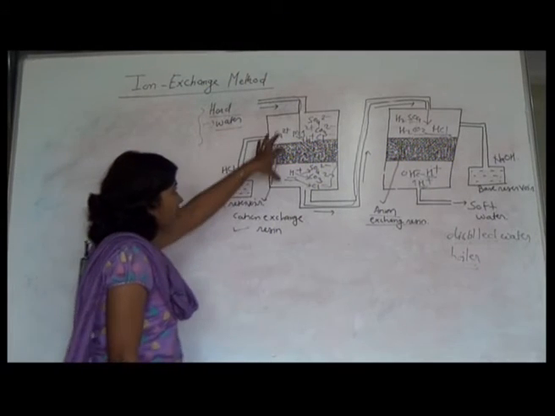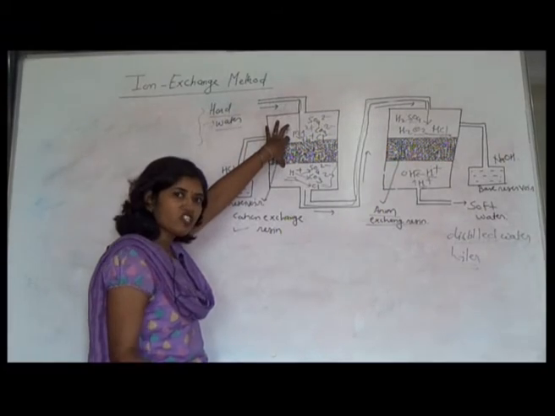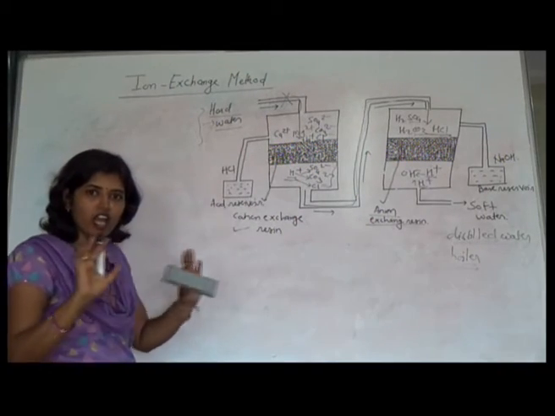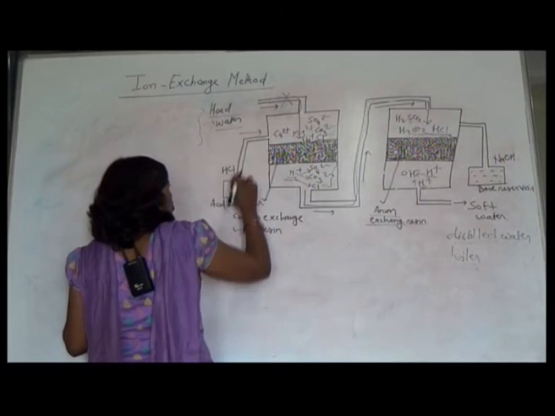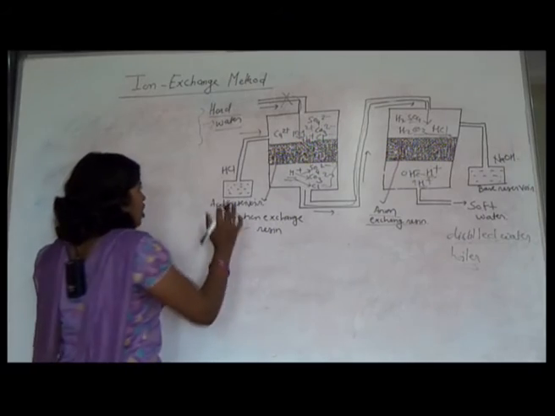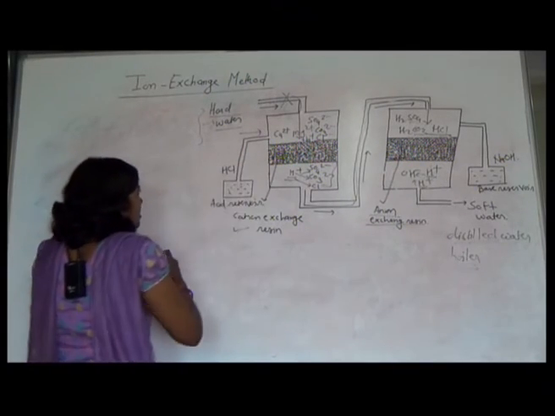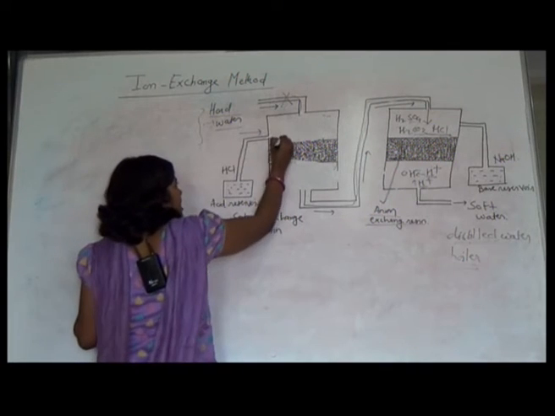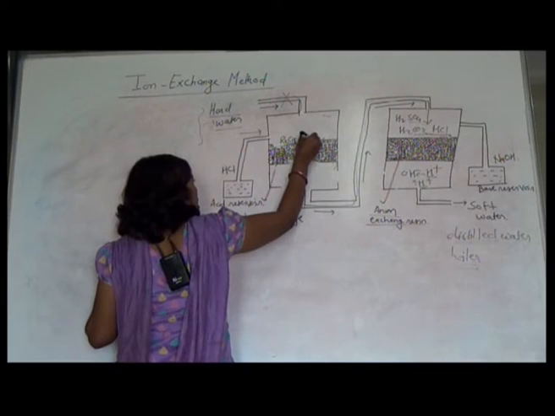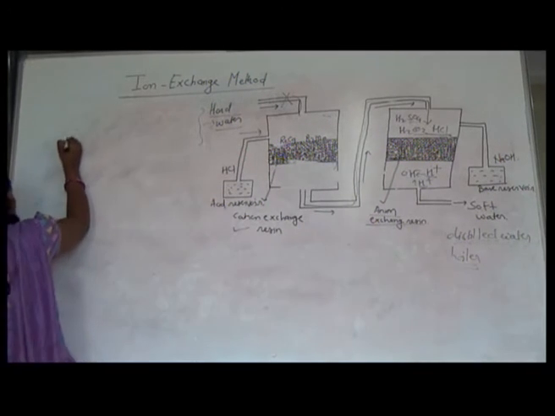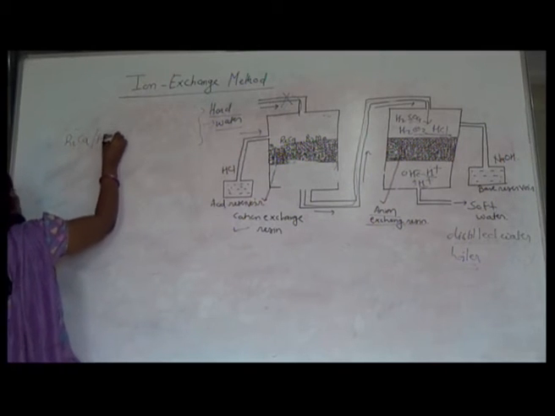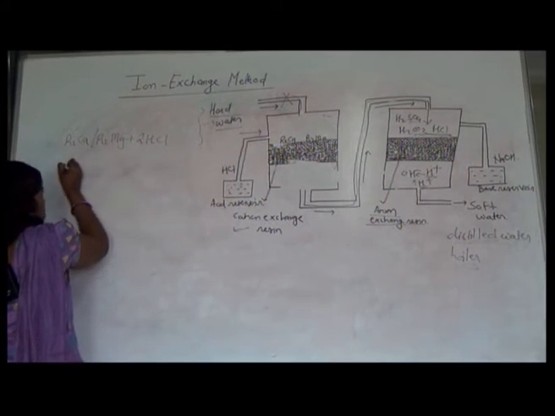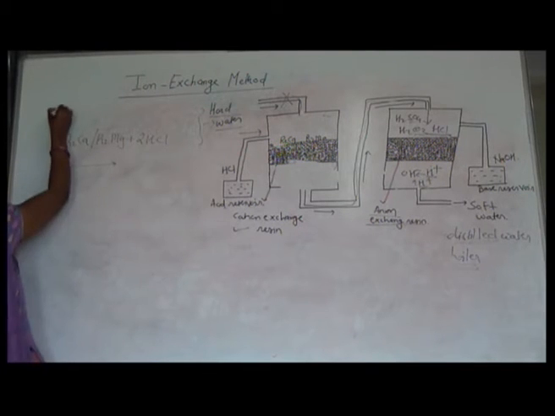After reaching the exhausted state, the flow of hard water through the column is stopped, and the flow of HCl through the first column is started. The HCl reacts with the exhausted cation exchange resin. The formula for the exhausted cation exchange resin may be R2Ca or R2Mg. So R2Ca or R2Mg plus 2HCl, and regeneration occurs. This is regeneration.